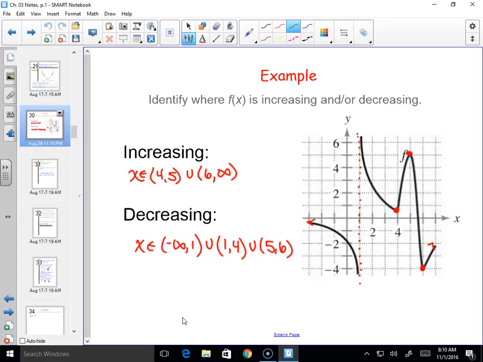Here's 4, here's 5. Let's go up here. Are all the slopes positive? Yep. Are some of them higher and some of them lower? Yeah. But are they all sloped up? Yes.